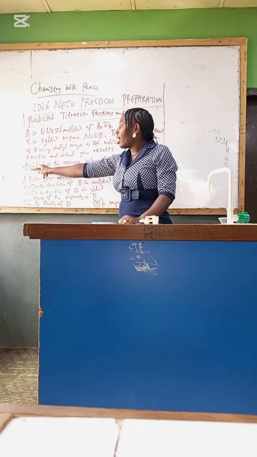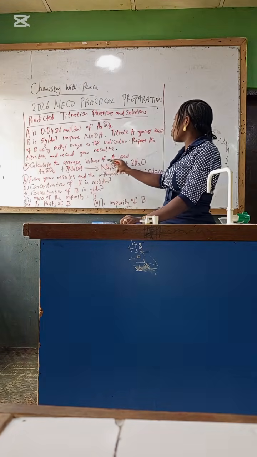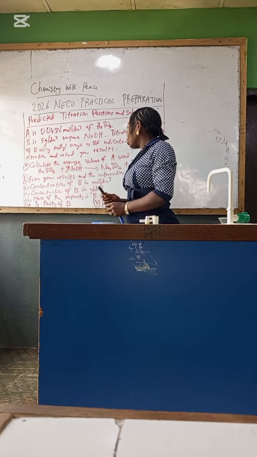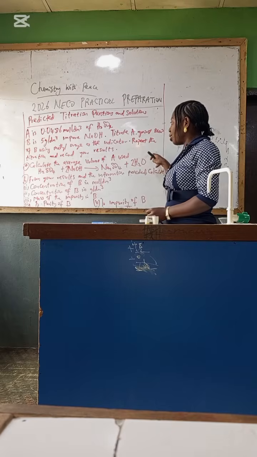Then we have question A. Calculate the average volume of A used. This is the equation for the reaction.